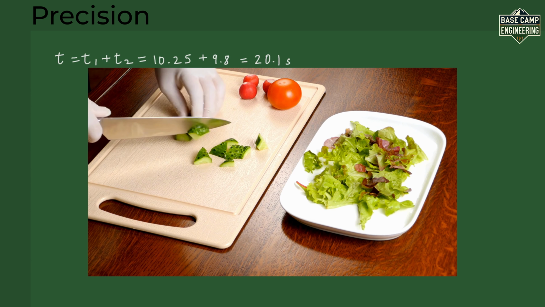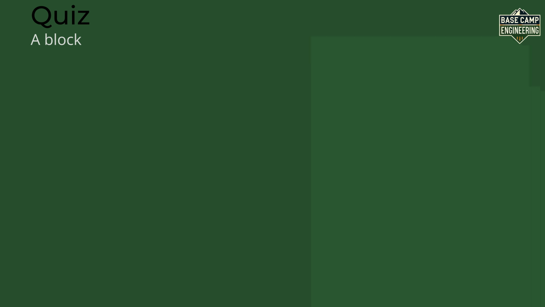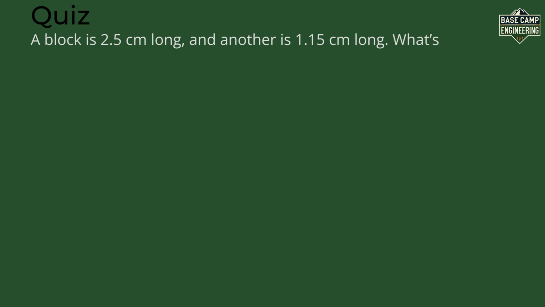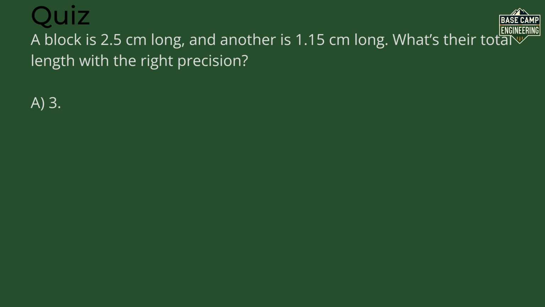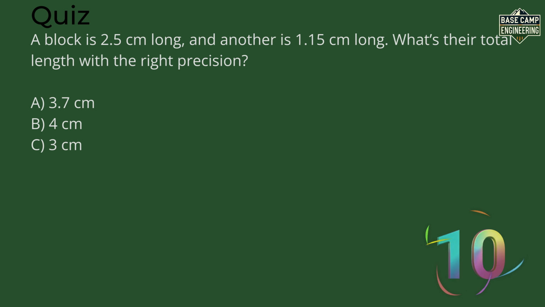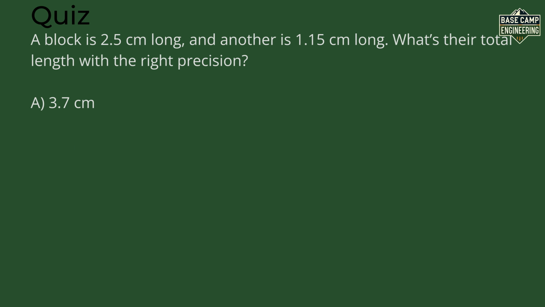Let's test what you learned with a quiz. A block is 2.5 centimeters long and another is 1.15 centimeters long. What's their total length with the right precision? The answer is A, 3.7 centimeters. Great job. Let's see these ideas in action next.